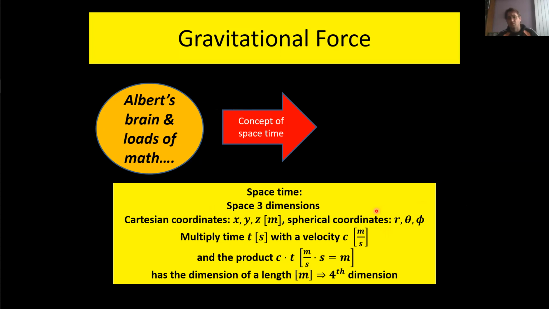Now we want a fourth dimension that considers time. But time is given in seconds. If we multiply time with a velocity, which is given in meters per second, the seconds cancel away, and we end up again with the dimension of a length. So this product, the speed of light multiplied with time, gives us another, fourth dimension of length. Time and space are now interlinked.